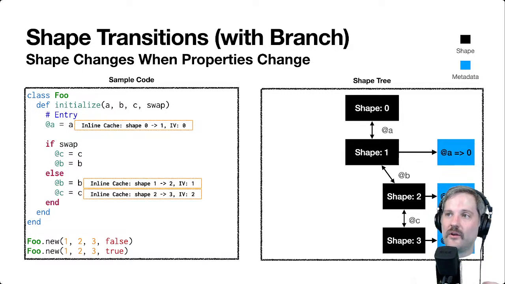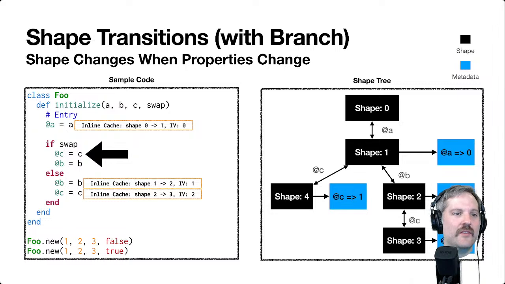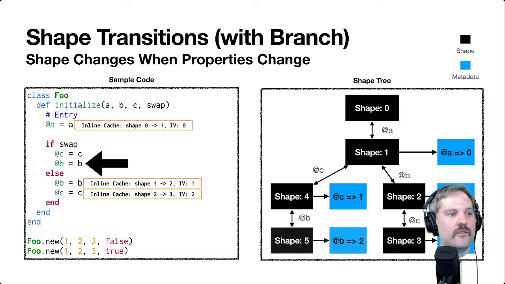Now in the second case here, we've said that swap is now true, so we're going to take a different branch in the if statement in initialize. So when we come through and we set A, we're at shape 0, and we actually get a cache hit here. But now we have to come into this if statement, and in this case, we have to set a new shape ID because we don't have a transition from shape 1 to some other shape via that instance variable name. So the names of the instance variables are important as we transition through the tree.